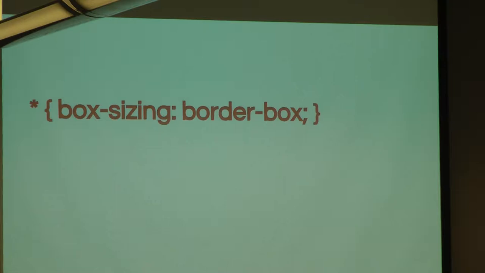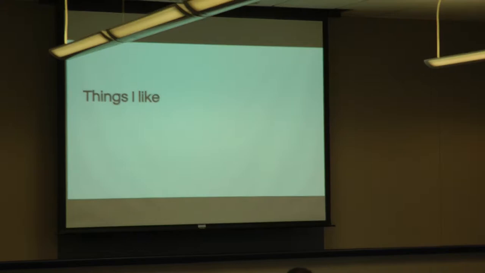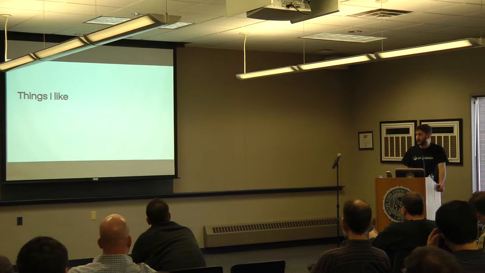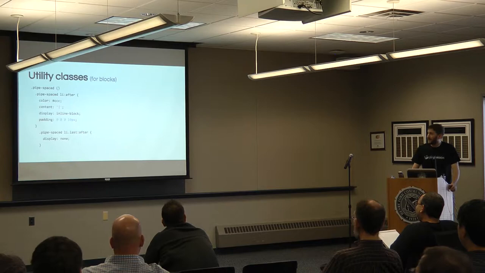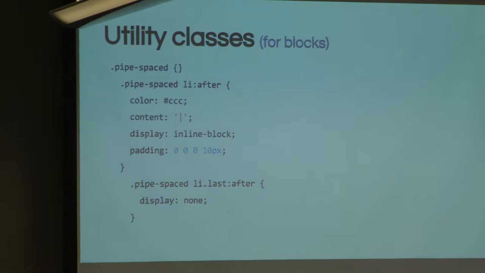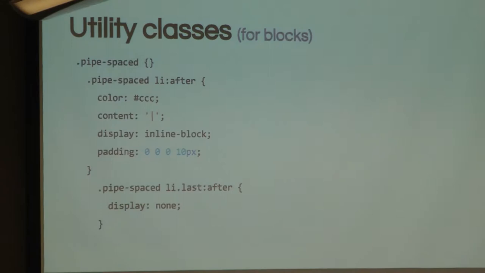Here are a few things that I like, and I'll try to make this code more available if you wanted to just paste it into your projects, which I'm sure that you will because it's just the best ideas. So the first would be utility classes, and in conjunction with the blockify module, most sites that we have also use the block class module, and so if we wanted to make the footer menu be pipe separated, we can just add that class to that menu block, and then any list item that's in there is going to have a pipe after it, except for the last one, because that would look really silly.